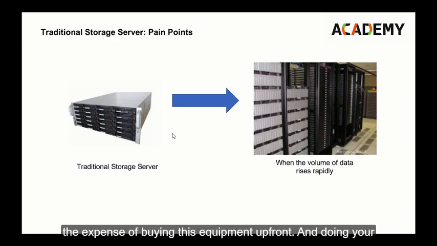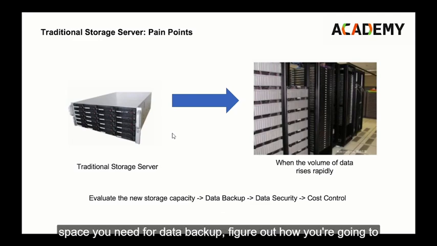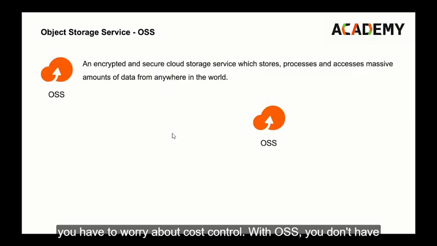So you have the expense of buying this equipment up front and doing your best to try to guess how much capacity you're going to need. So you have to evaluate new storage capacity, figure out how much space you need for data backup, figure out how you're going to handle data security, and most importantly, since you have to plan in advance, you have to try not to buy too little equipment and run out of space, but you also need to not buy too much, so you have to worry about cost control.